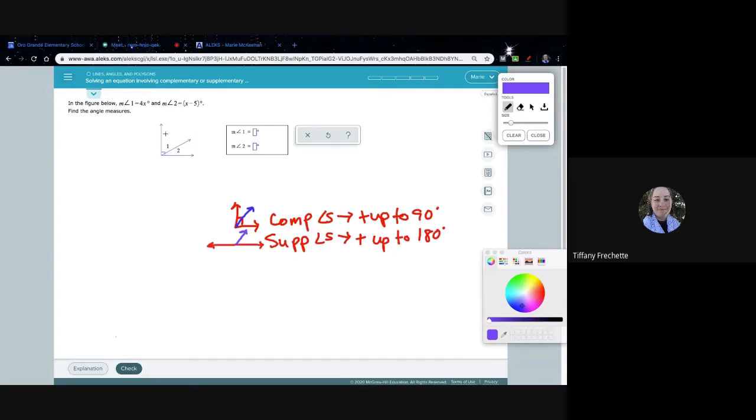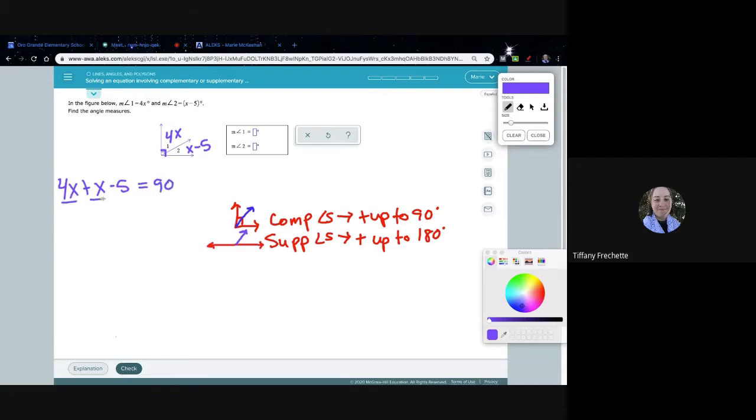They tell us that angle 1 is 4x, and angle 2 is x minus 5. They've told us that up here in the directions. I know that both of these add together, and when they add together, I have to get this 90 degrees because they make up the 90-degree angle together. So I'm going to add them together.